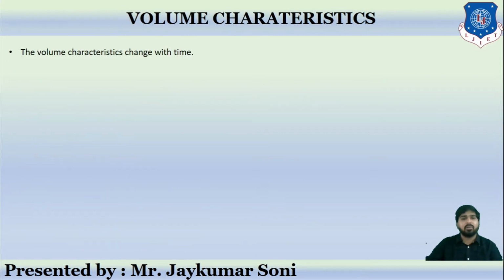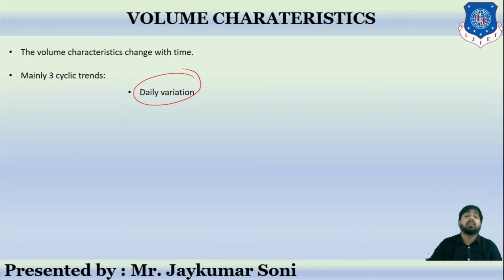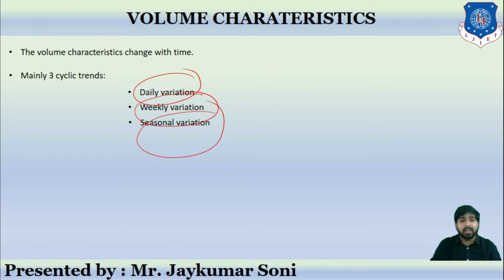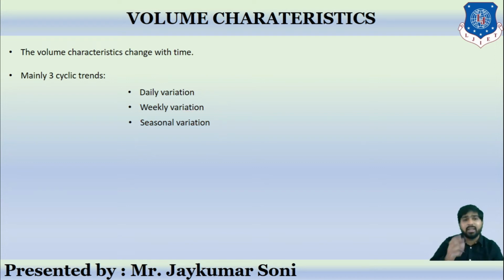Now let us discuss certain volume characteristics. This is about the traffic volume characteristics and how they change with time. There are mainly three kinds of volume trends that are observed. First, there is variation in the daily traffic volume count at a location. There may be weekly volume variation at a particular location. There may also be seasonal variation of the traffic volume count. So there are three variations as far as the volume characteristics are concerned: three kinds of cyclic trends, daily, weekly and seasonal. Let us understand this in detail.